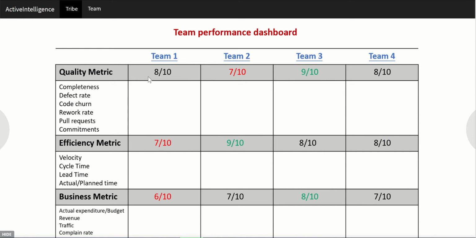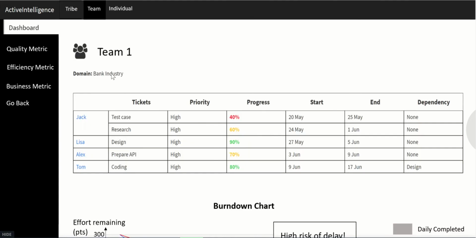So let's take an example. Let's say I am a tribe lead. Here you can see different teams are working. Here I can see team 1 has got 8 out of 10 marks. The question is why? So you go there. Here is team 1, in the banking industry, where many people are working, like Jack, Lisa, Alex, and Tom, and they're working on different tickets, priority, progress, start date, end date, and dependency.